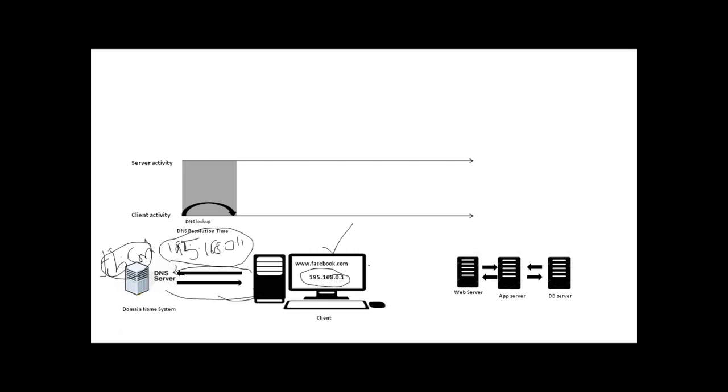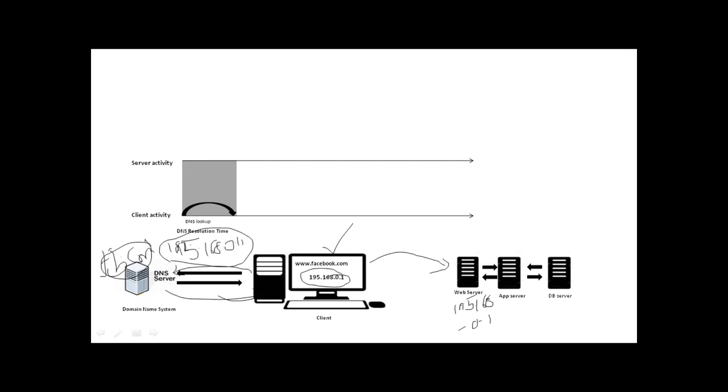So now my client will send that request to that IP address, which is 195.168.0.1. So the IP address of the web server is 195.168.0.1. The request goes to that web server, because there are hundreds and millions of web servers out there which have different IP addresses. So how does the client know which web server the request needs to go to?